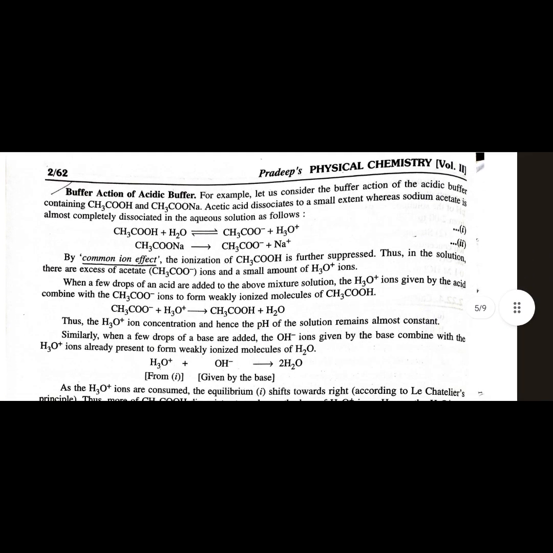Buffer action of acidic buffer. For example, let us consider the buffer action of acidic buffer containing CH3COOH and CH3COONa. Acetic acid dissociates to a small extent, whereas sodium acetate is almost completely dissociated in the aqueous solution as follows. CH3COOH plus H2O dissociates into CH3COO negative plus H3O positive. CH3COONa gives CH3COO negative plus Na positive.